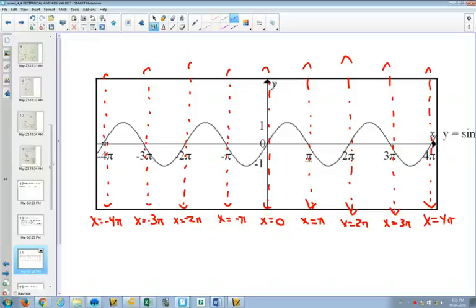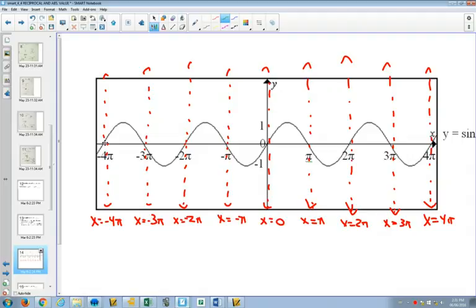Will we have an asymptote at y equals 0? No, not in this case. We have that asymptote at y equals 0 if our graph goes up to infinity or down to negative infinity, but our graph stops at 1. A sine graph never goes higher than 1, never goes less than negative 1.